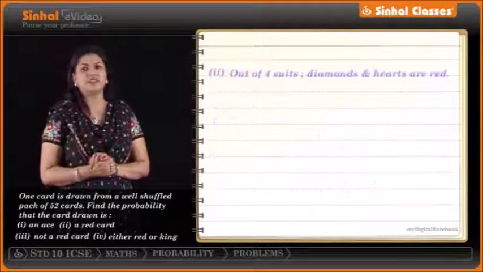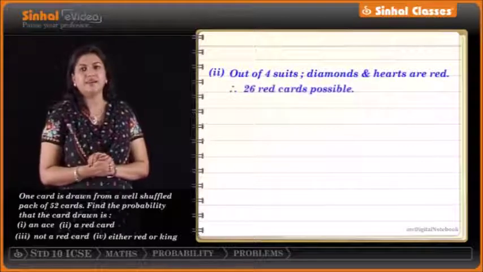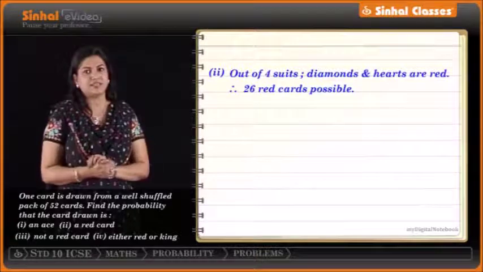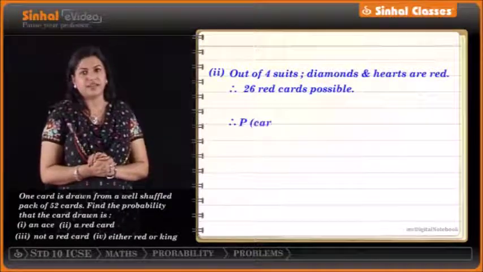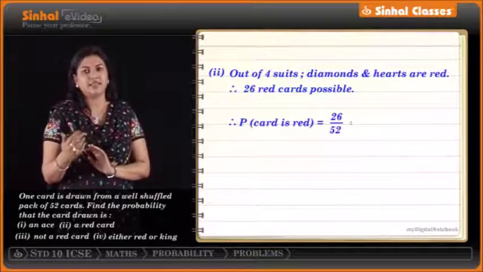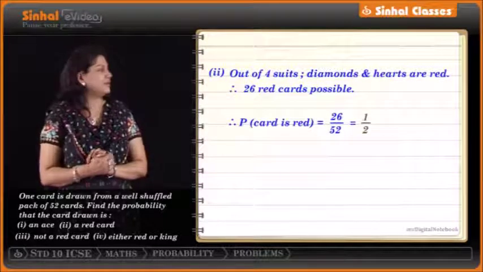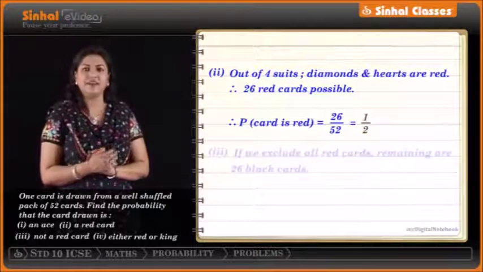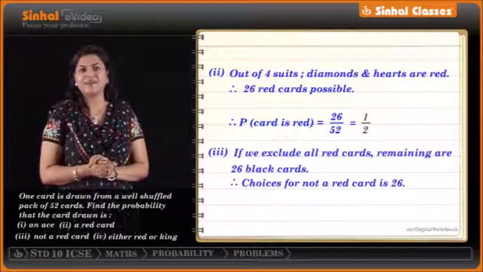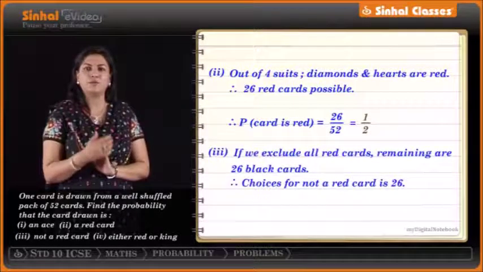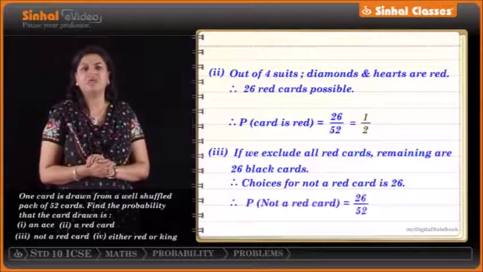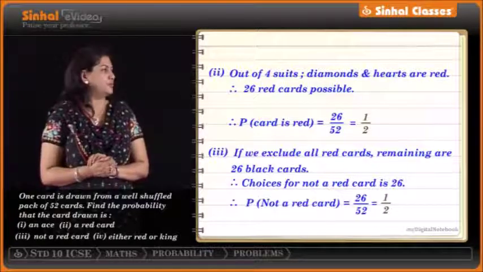Now, we want the probability of getting a red card. Now, we know that from 52 cards, there are 26 red cards. So, the probability of getting a red card would be 26 upon 52, that is nothing but 1 by 2. Now we want to find the probability of not a red card. Not a red card means a black card. So probability of getting not a red card would be 26 upon 52, that is again 1 upon 2.